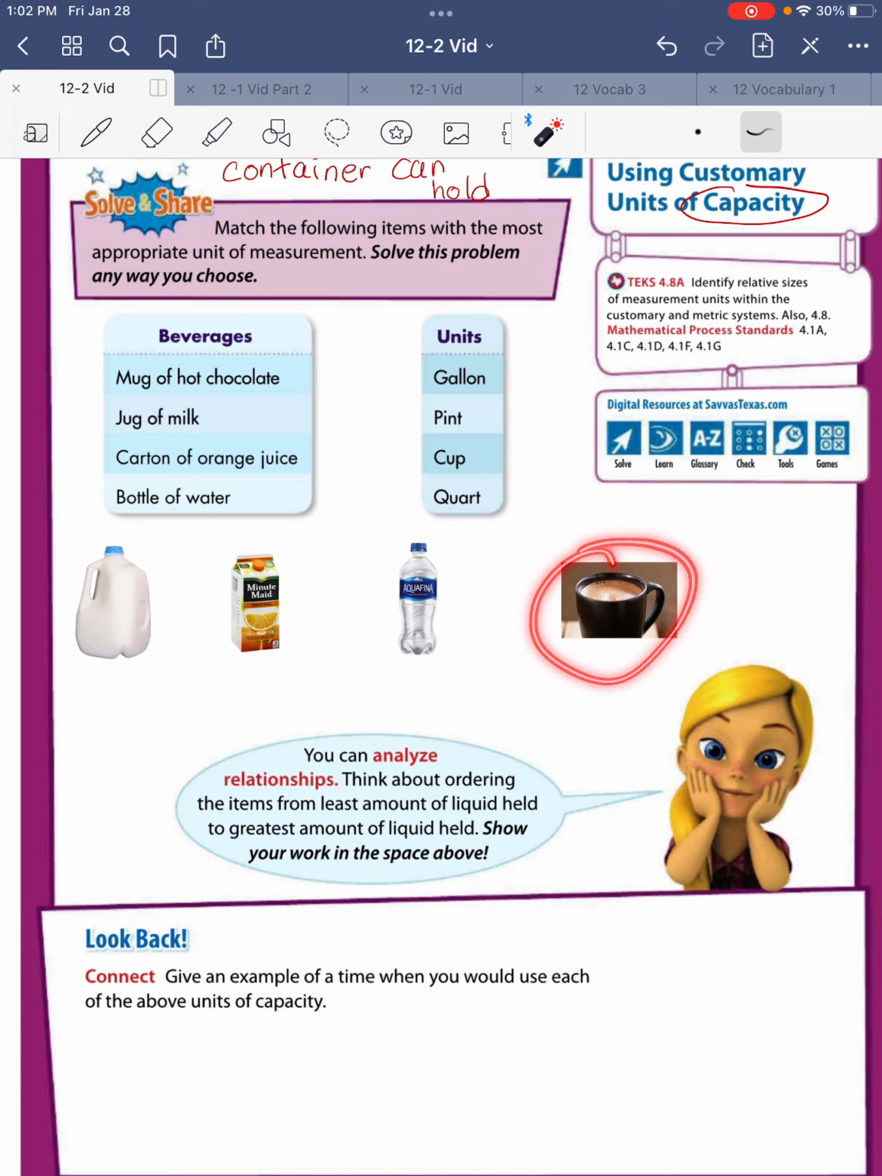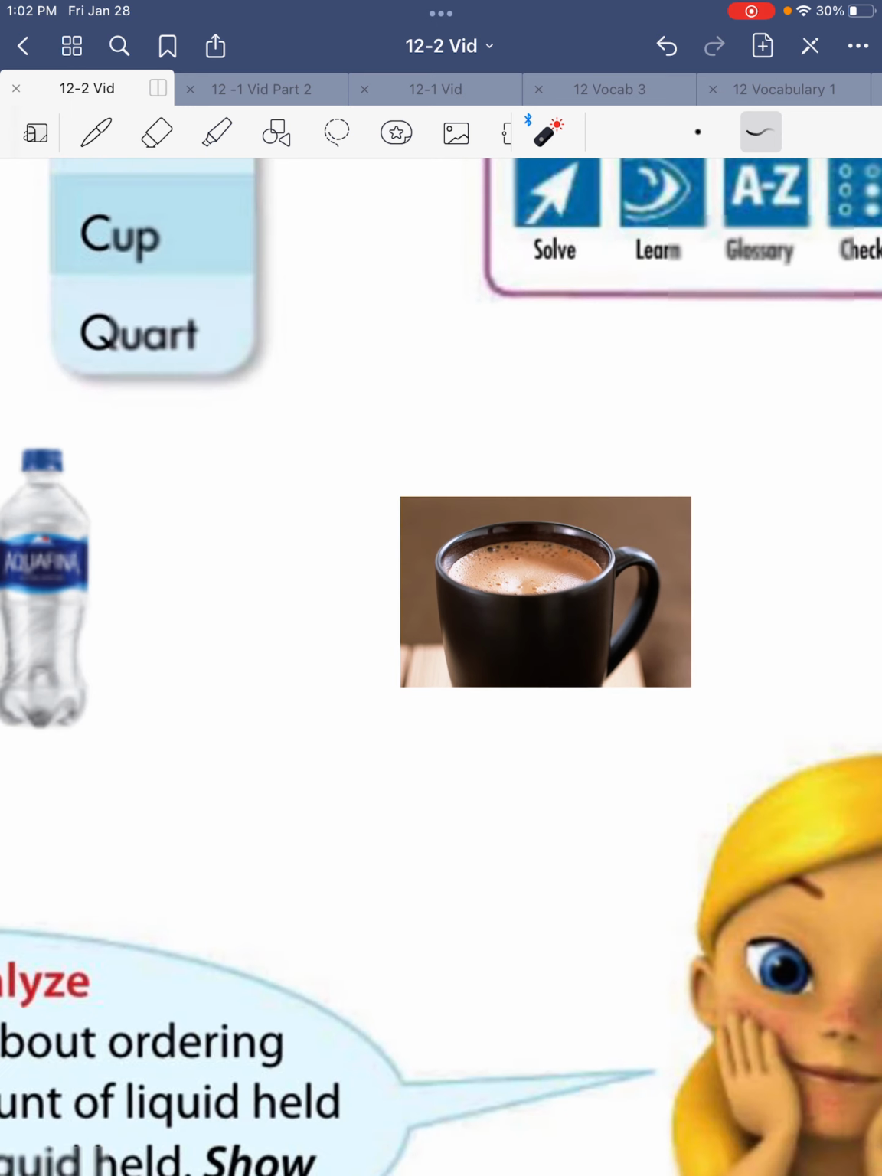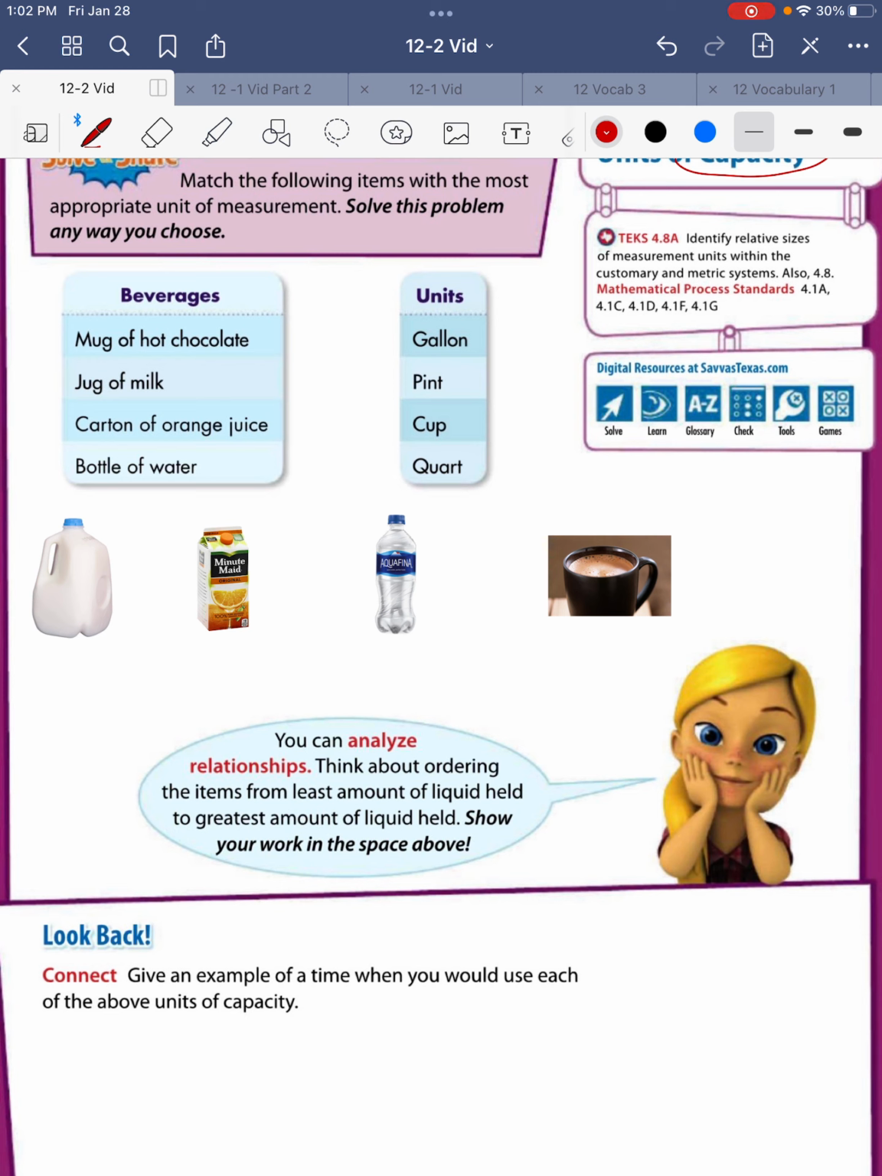So it's this one, okay? So if we look, a mug of hot chocolate is just in a cup, okay? It's in a regular cup. So that just tells you right there that for this one, it would be cup, okay? And cup is right here. So I'm going to put a star. I used that one already.